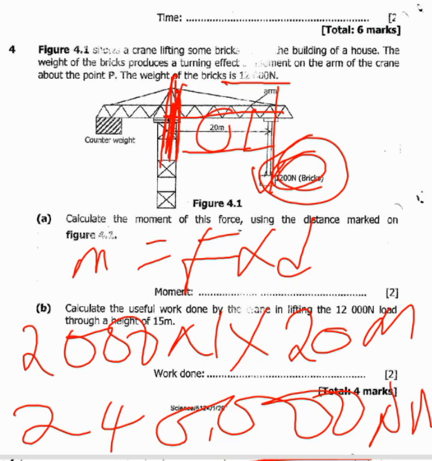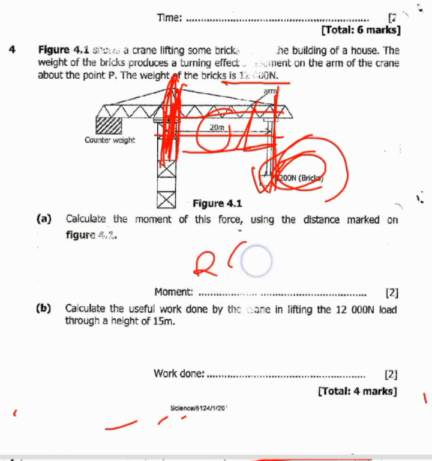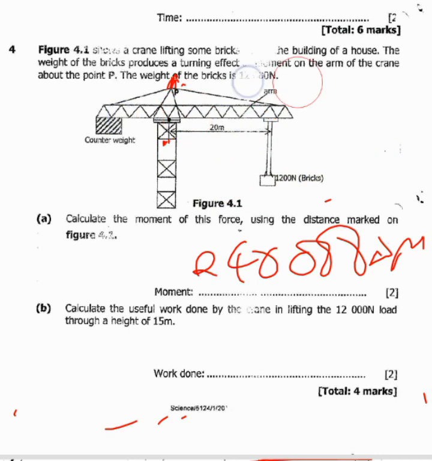So remember, the most important thing that we need to know is to locate the pivot, where it is, and then locate the perpendicular distance to the force, which is the one that we've been given. So we just multiply distance times force to arrive at this answer. So we have about 240,000. So the 240,000, that is our moment. 240,000 newton meters. That is the first question, the first answer. So let's come to the second one.